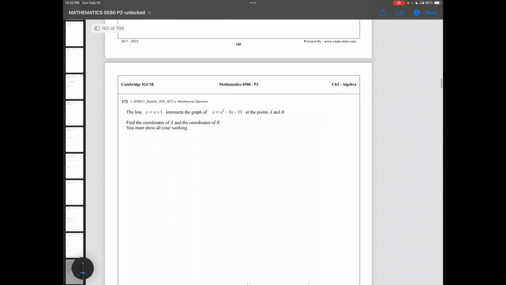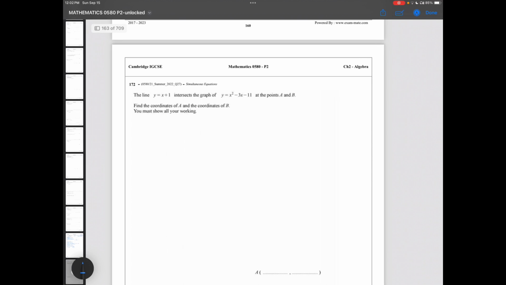Now, in question number 172, it says the line y is equal to x plus 1 intersects the graph of y is equal to x squared minus 3x minus 11 at the points A and B. Find the coordinates of A and the coordinates of B. You must show all your working.